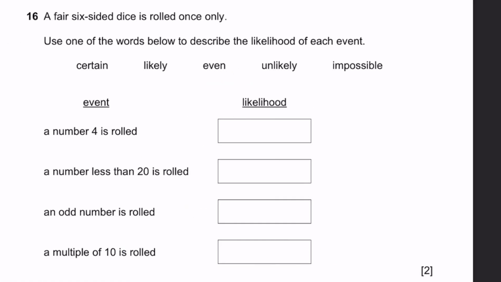Question 16. A fair 6-sided dice is rolled only once. Use one of the words below to describe the likelihood of each event: certain, likely, even, unlikely, impossible. Event: a number 4 is rolled. A 6-sided dice means there are numbers 1 to 6, and each one has probability 1 by 6. 1 by 6 comes under the unlikely category. So number 4 has 1 by 6 and is in the unlikely category.